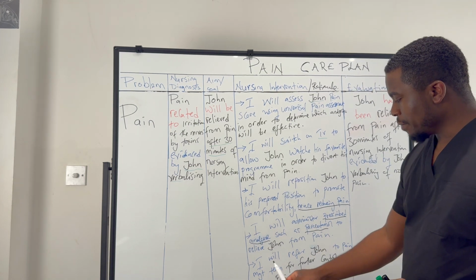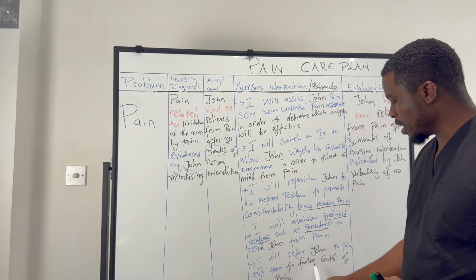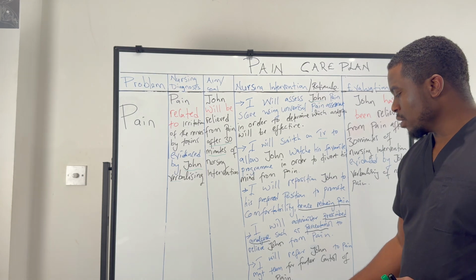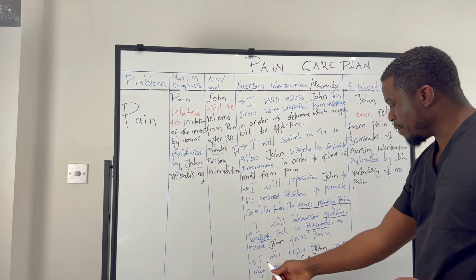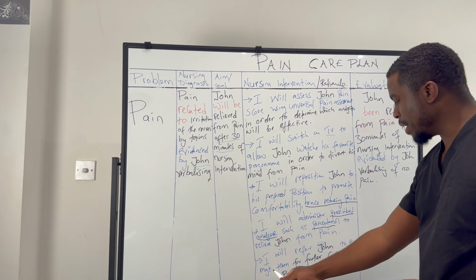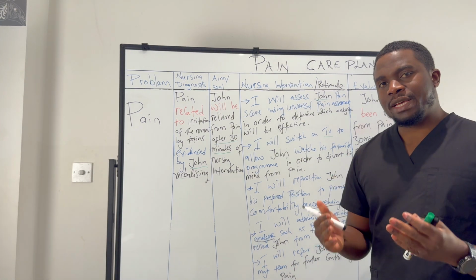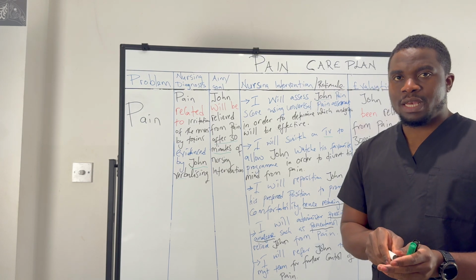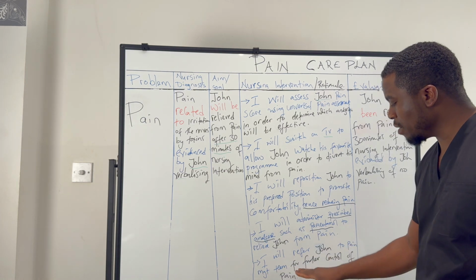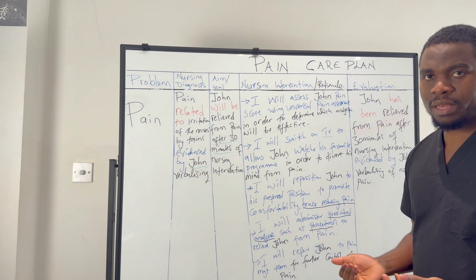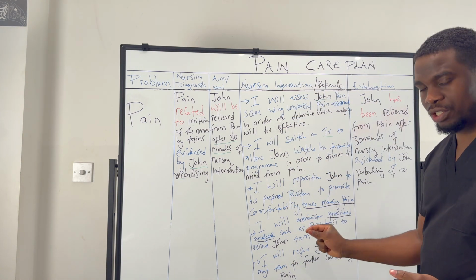Then the other one, you say, I will refer John to pain management team for further control of pain. Now, this is very important, guys. When you're a nurse, you work with different departments. And in your department, there's what you call the pain control team. So when you refer John to pain management team, they will know how to deal with his pain. Okay, so these are your nursing interventions and rationales.